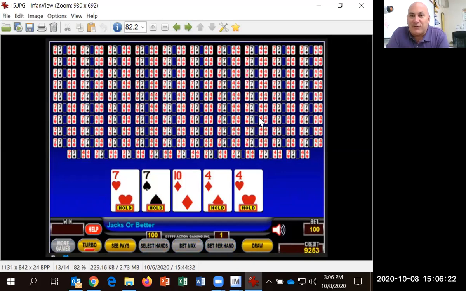Well, a full house is 3 of one card and 2 of another. So I need either a 4 or a 7 here. And there are 1, 2, 3, there are 4 cards I could get. I can get one of the two remaining 4s or one of the two remaining 7s. So that's 4 cards, and there are 47 cards left in the deck.